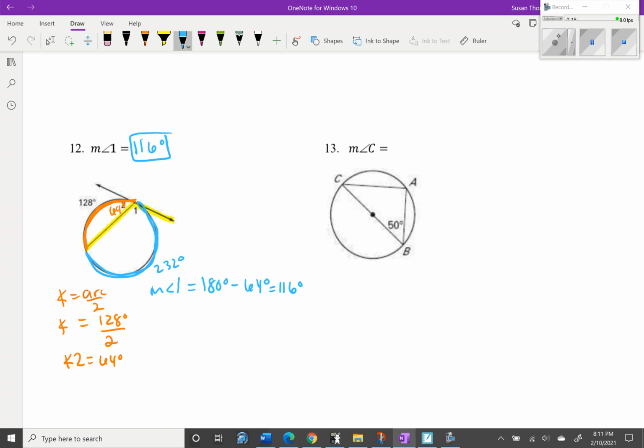Looking at question 13, we're looking to find the measure of angle C. I would like to highlight because it helps me visualize what I'm trying to look for. We are given that this inscribed angle, because the vertex is on the circle, is 50 degrees. So if we know that's 50 degrees, that means we can figure out this arc right here, AC. So remember the angle is equal to the arc divided by 2. So that means 100 degrees is equal to the arc AC.